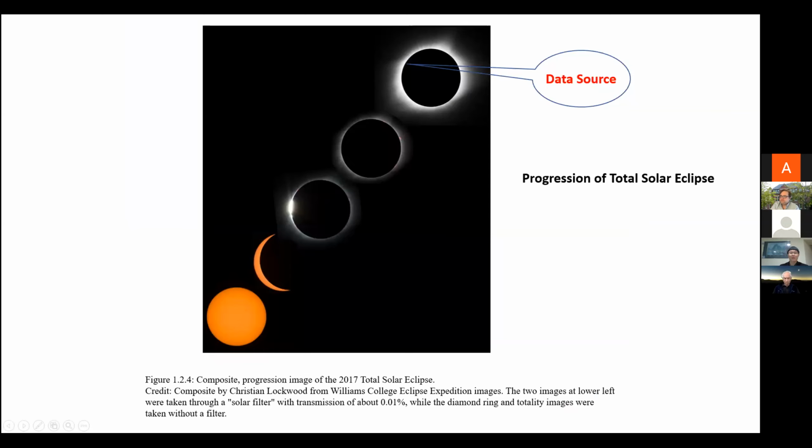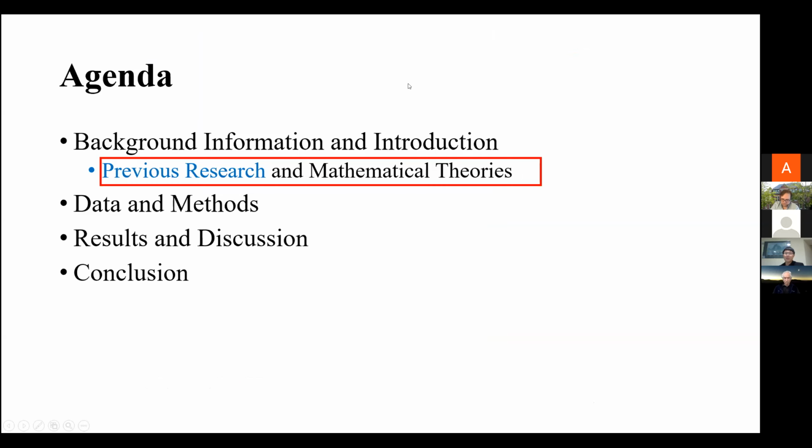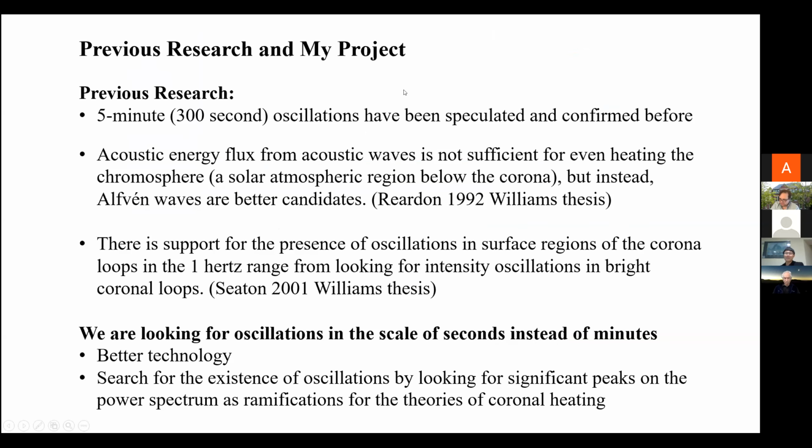And this is a progression of the same solar eclipse. Thank you to Kristen Lockwood, who presented earlier, for these composites. Again, our data source stems from the totality phase, which is the top right one, and that is where our data is coming from. So on to some research and mathematical theories.